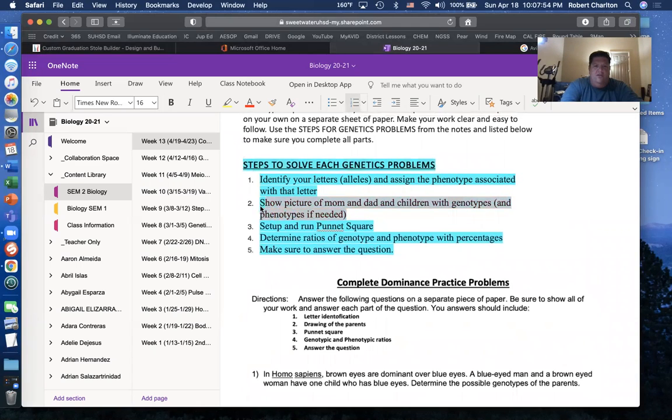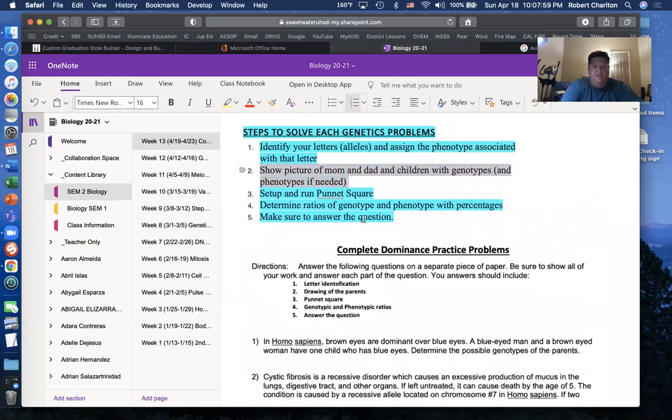Then you're going to draw a little quick picture. I'll show you how to do that. The picture helps. It helps you keep everything straight. If you need a Punnett square, then you'll run a Punnett square. I'll teach you what that is. Then determine your ratios for genotype and phenotype. And then the really important thing is make sure you answer the question.